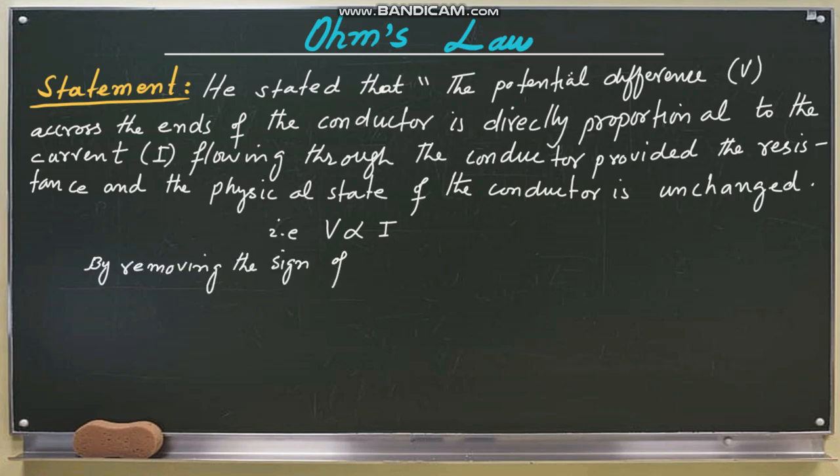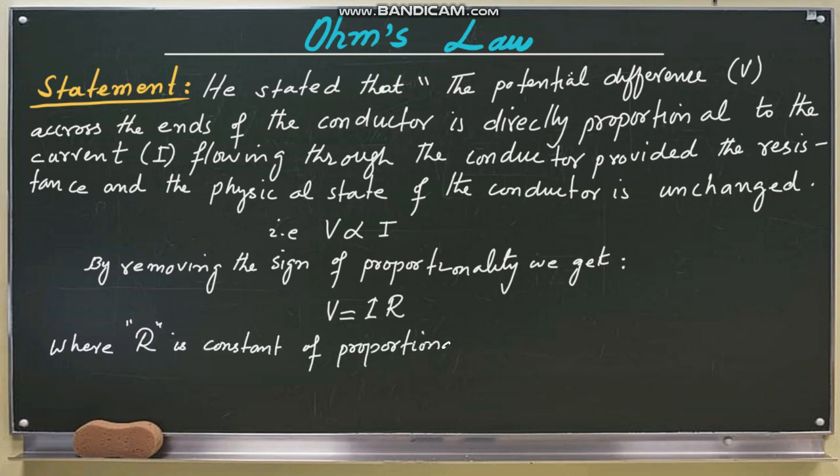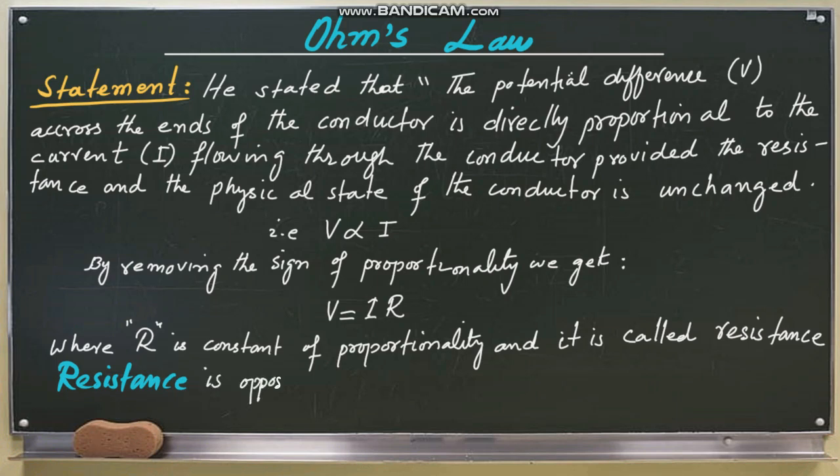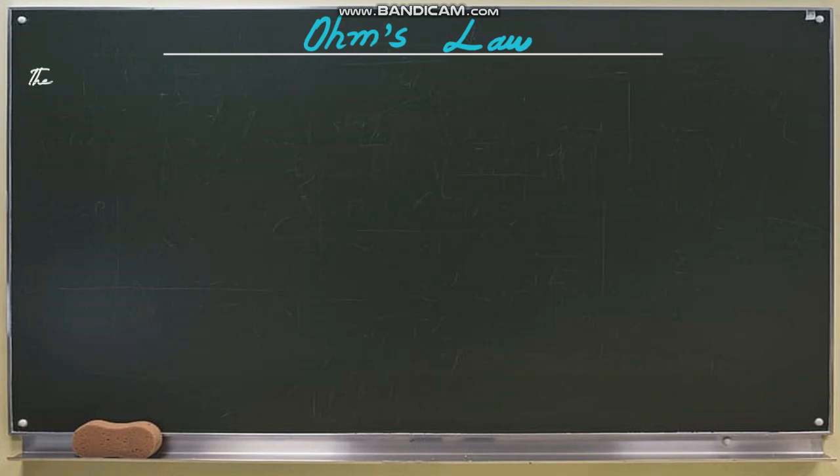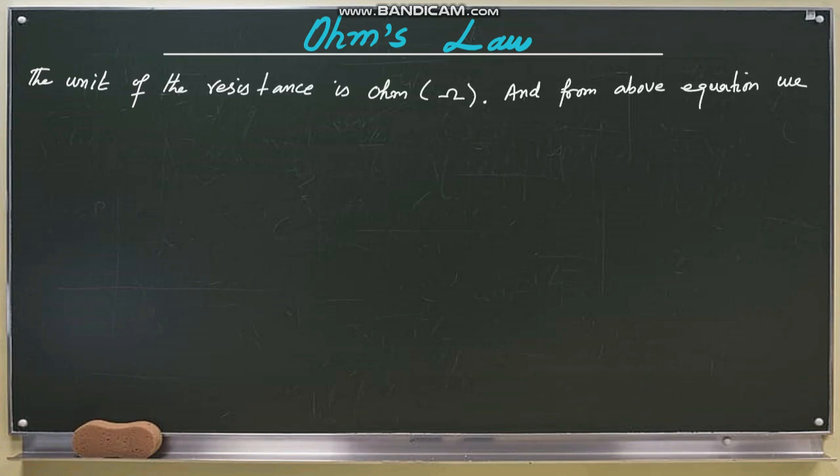By removing the sign of proportionality, we get V equals current times resistance, where resistance is the constant of proportionality and resistance is the opposition to the flow of the current. Unit of the resistance is ohm, and the above equation can be written as resistance equal to the potential difference V divided by the current I.